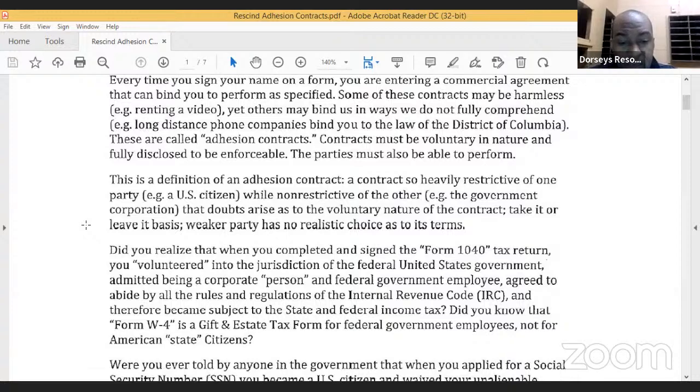Do you realize that when you complete and sign the Form 1040 tax return, you volunteer into the jurisdiction of the federal United States government? Admitting to being a corporate person and federal government employee, you agree to abide by all the rules and regulations of the Internal Revenue Code, and therefore became subject to the state and federal income tax. Do you know that Form W-4 is a gift and estate tax form for federal government employees, not for American state citizens? Yeah, this stuff gets pretty deep.